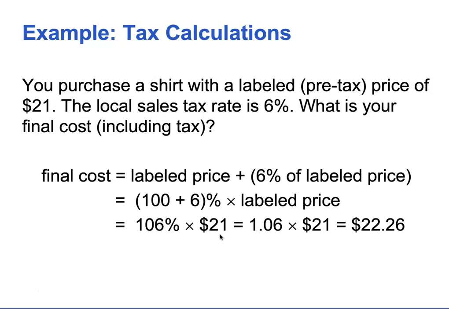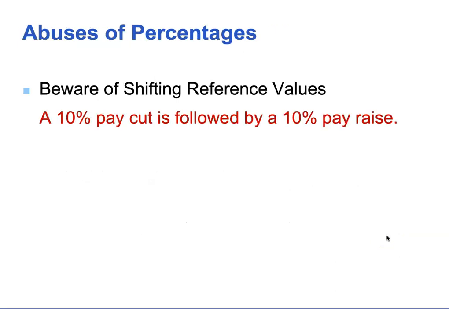$1.06 times 21. That should be plus 21. Excuse me. That should not be a times there. That should be a plus. So when you add the label price and the tax that you're going to have onto it, then you're going to have $22.26. So that would be the final cost of the shirt because you added the label and the taxes.